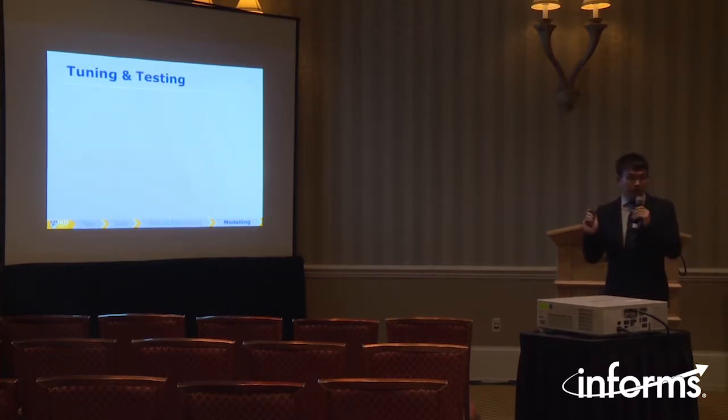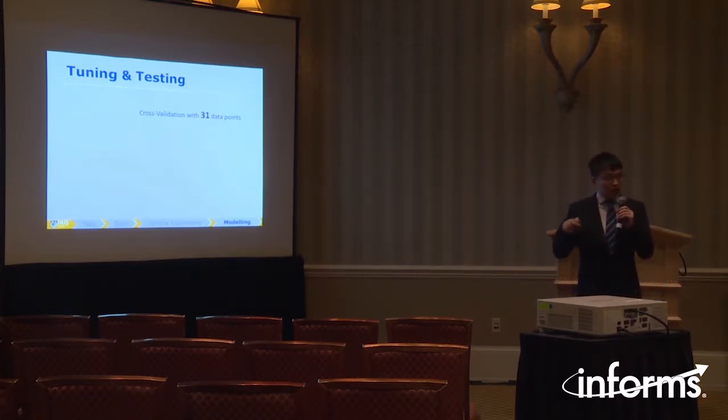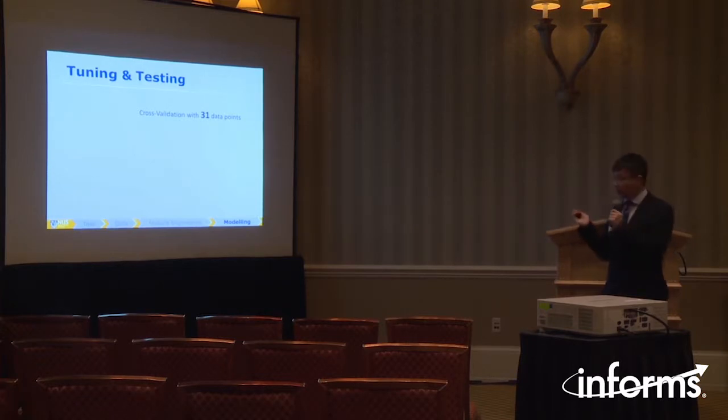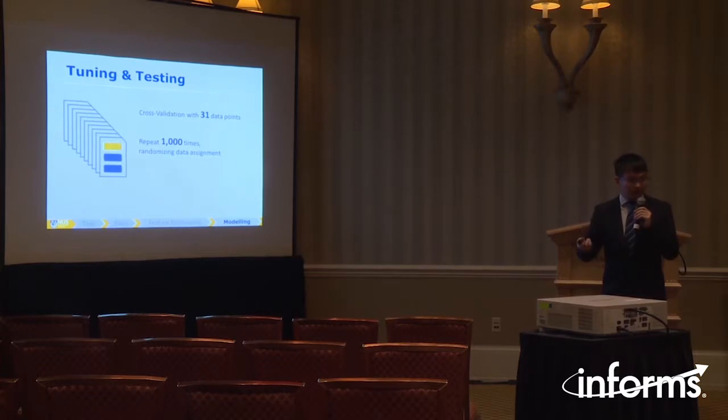So I have talked about the models we have selected. We also face some challenges in tuning and testing those models. Since we only have 31 data points, how can we properly do a cross-validation? Because the size of the data is so small, the cross-validation result is going to depend on how we assign our data points to different training and testing data. The solution is to repeat that 1,000 times and randomize the assignment to different folds. By that, we can compute the average performance, and it will be a more objective measure of the performance of the model.